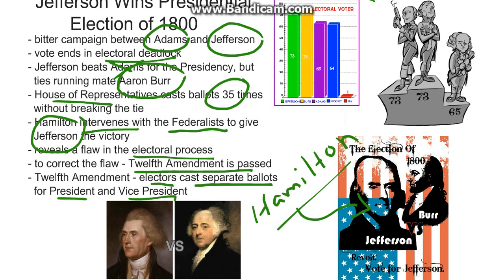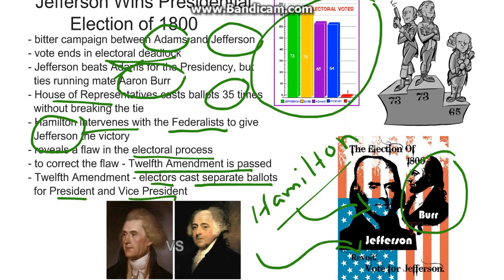You can see the breakdown of electoral votes on the first vote of the election of 1800 here in this bar graph. And you can also see that Hamilton lobbied for Jefferson to become president and for some of the Federalists to choose him over Aaron Burr, represented by this propaganda.